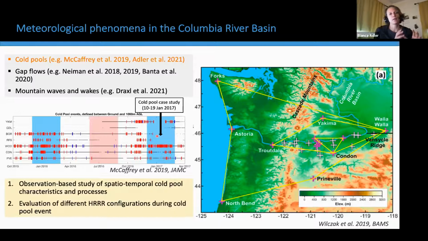In the first step of the analysis, I used observations to study the spatio-temporal cold pool characteristics and processes in detail. And then in the second step, I used these observations and what I learned from the observations to evaluate the performance of different HRRR configurations during this cold pool event.